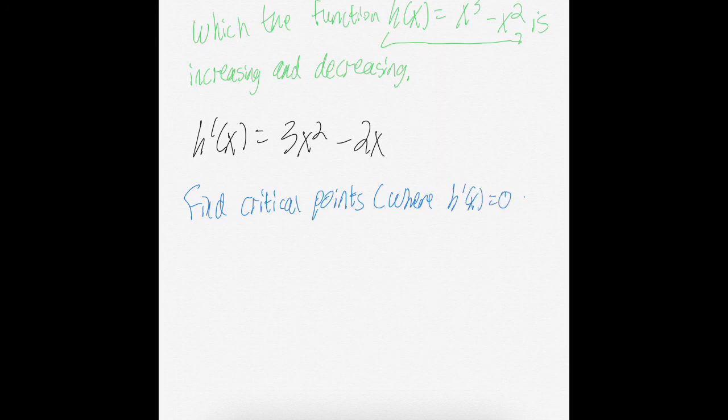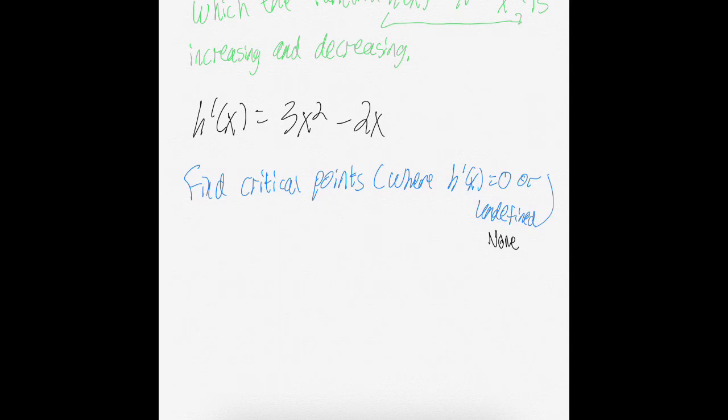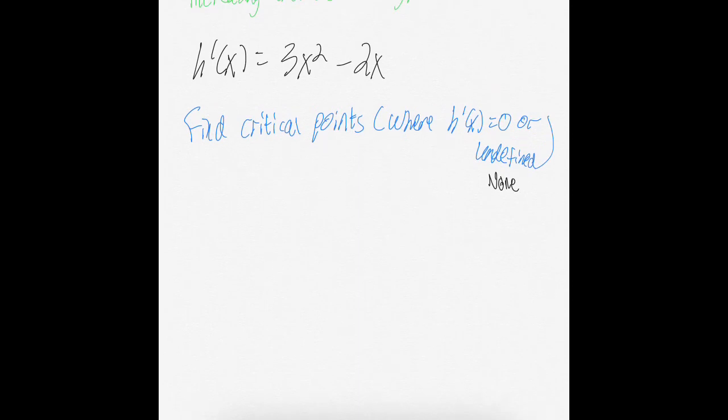Okay, so first, let's find critical points. And remember, critical points, that is where h prime of x equals 0 or undefined. Now this time I am certain that there are no points where it's undefined, because if you look at our derivative, h prime of x, certainly I can plug in anything there, and I'm not going to break any math rules. I'm not going to divide by 0. I'm not going to take the square root of a negative number, etc.